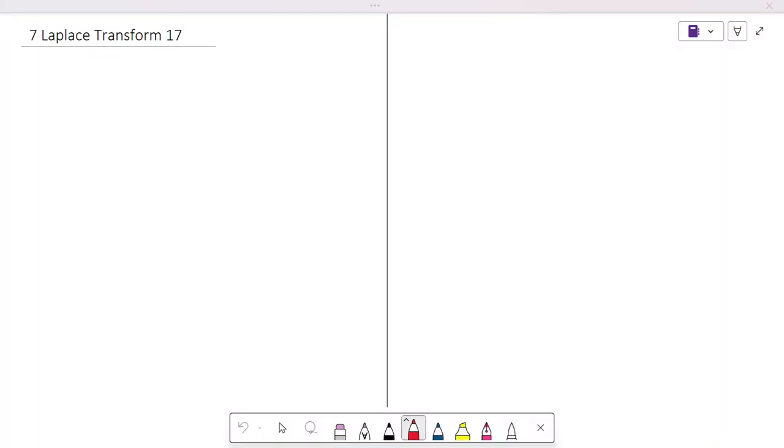Welcome to Signal Science System subject classes. Now we're in the seventh chapter, that is Laplace transform.